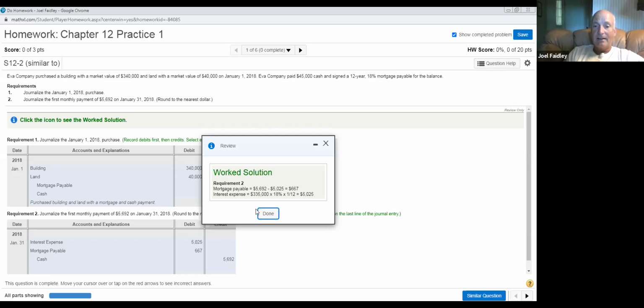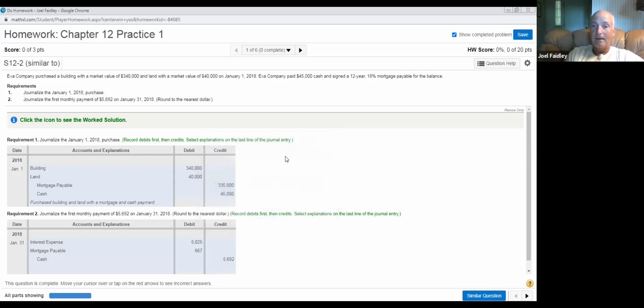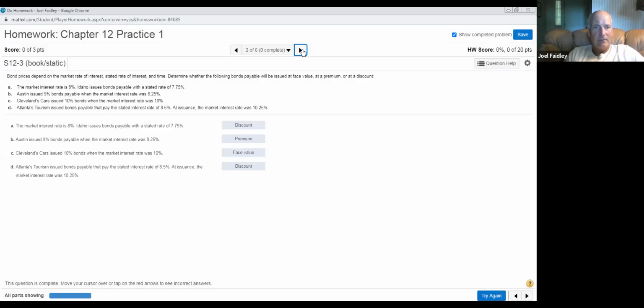And so we calculate the interest expense, $335,000, the payable times 18% times 1/12 says the interest expense is $5,025. And so the payable is only going down by $667. And so you would reduce that. All right. So that's number one. I could talk about that for an hour, mortgage payable, but I think that's the only exercise I've got there.